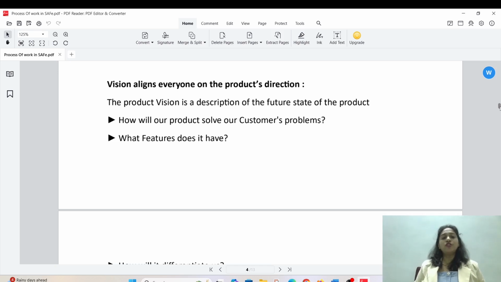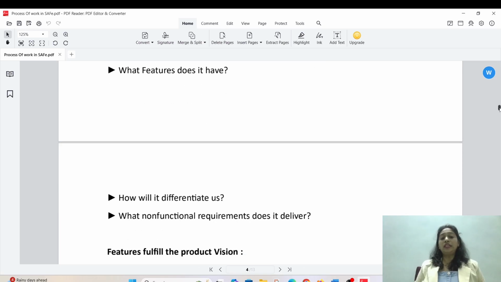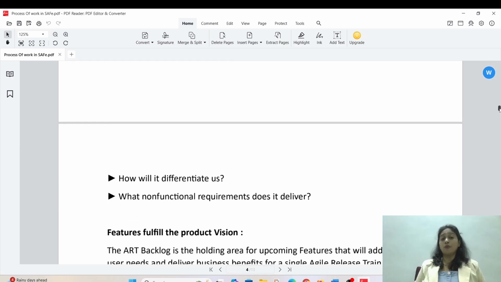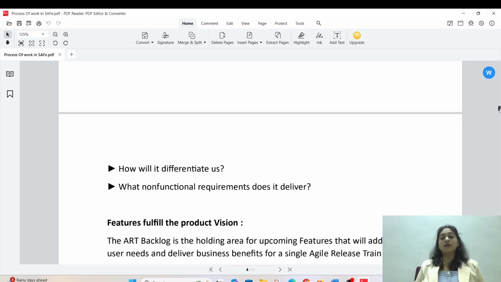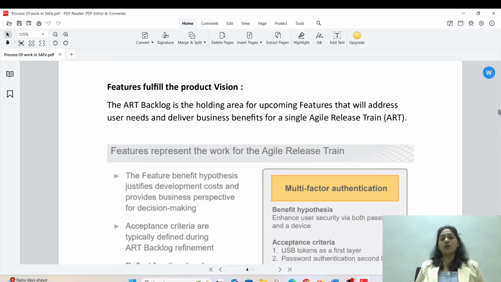So what is the vision? Align everyone on the product direction. The product vision is a description of the future state of the product, correct? How will our product solve our customers' problems? What features does it have? How will it differentiate us from others, right? And what non-functional requirements does it deliver or not? Okay, so features fulfill the product vision.